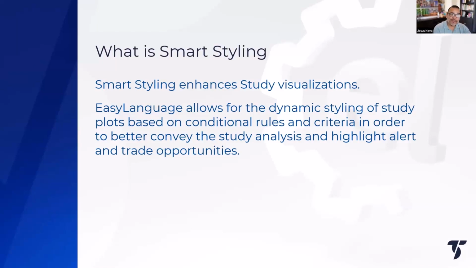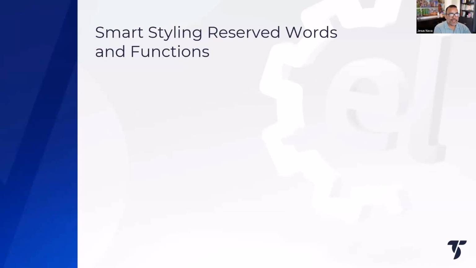If you have a crossover, and in addition to the price crossing over a particular line, you also change the color of that line, of course, that just enhances and confirms the visual for you. We're going to take a look at some of the reserved words in the language and also some functions that allow you to do precisely that: adjust the color and styling of the indicators.